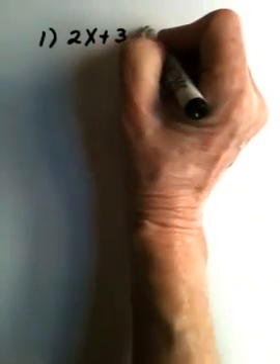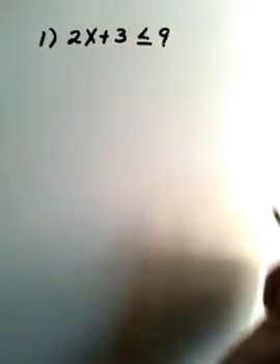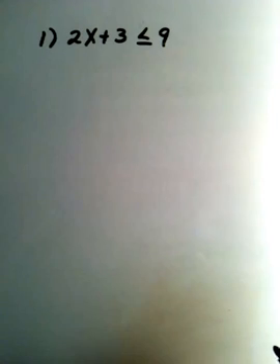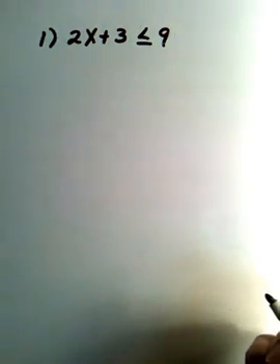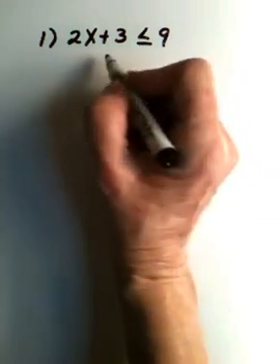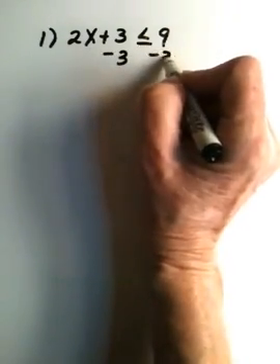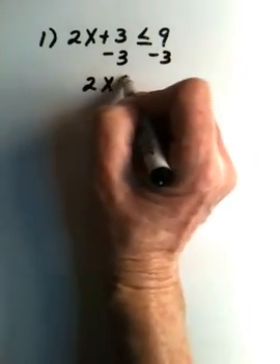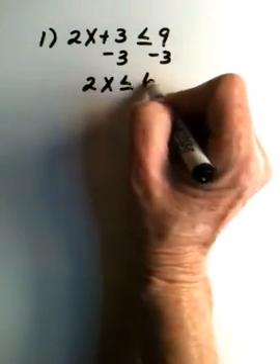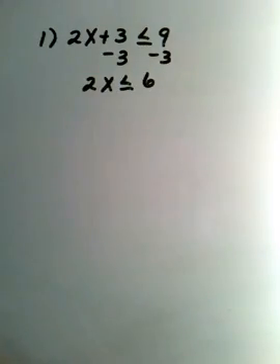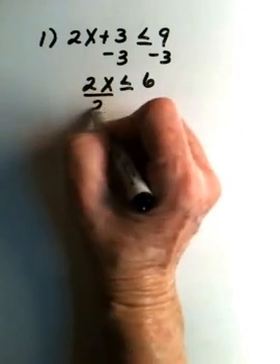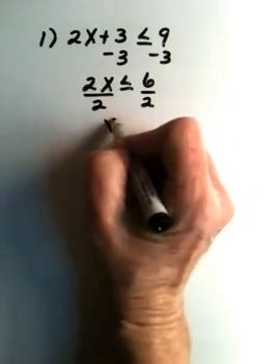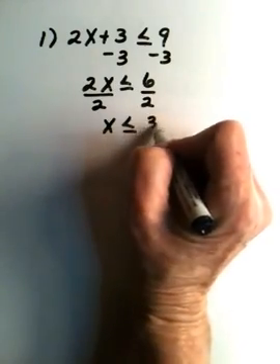We're going to solve 2x plus 3 is less than or equal to 9. We solve an inequality exactly like we solve an equation. So you can just pretend it's an equation and do the same thing we always do to get x all by itself. We're going to have to subtract 3, which will leave 2x is less than or equal to 6. Then to get x by itself, we're going to divide by 2. Therefore, x is less than or equal to 3.